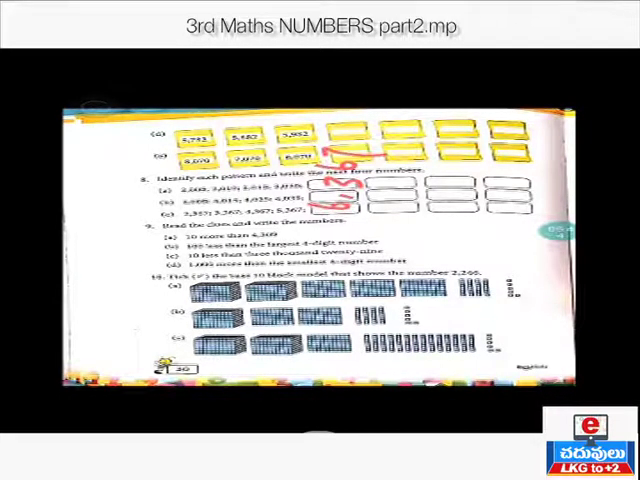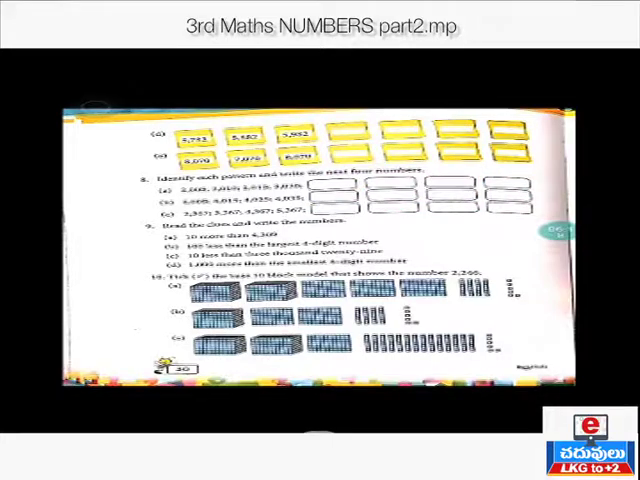Similarly we get the next number also, that is 7000. Here increasing thousands, 7367. And next number is 8367. And the next number is 9367. Understood children, up to here?